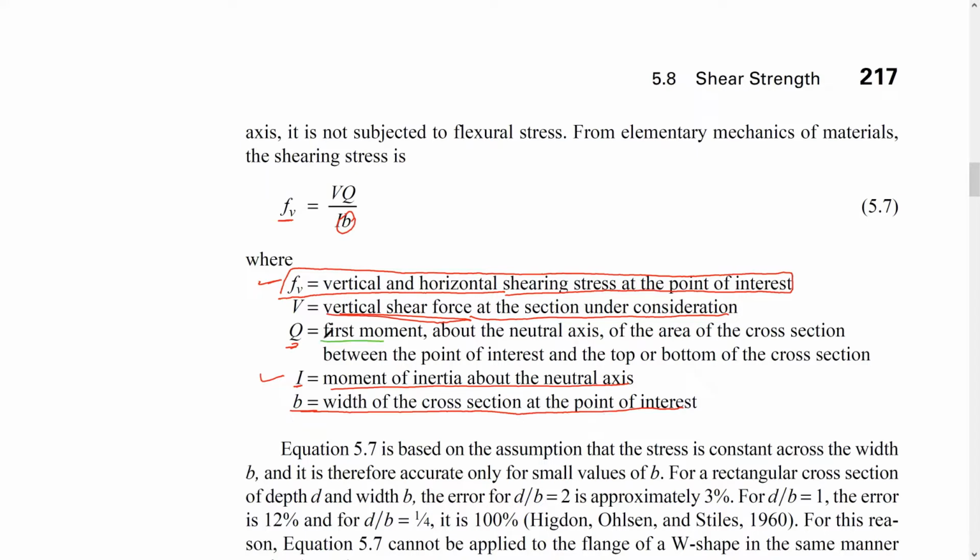Q is the first moment about the neutral axis of an area of the cross section between the point of interest and the top or bottom of the cross section. I believe you know that the moment of inertia is sometimes called the second moment of inertia. If you do, let's say, y squared dA about the x-axis, that is what we call the moment of inertia, the second moment. The first moment is y dA, it's not squared, and sometimes it's written like this, y A.